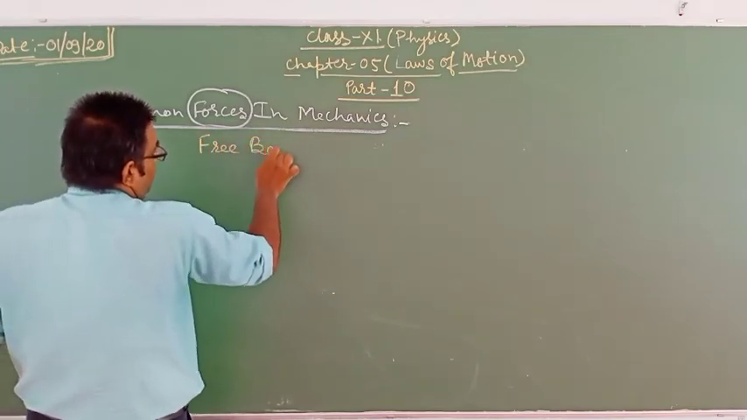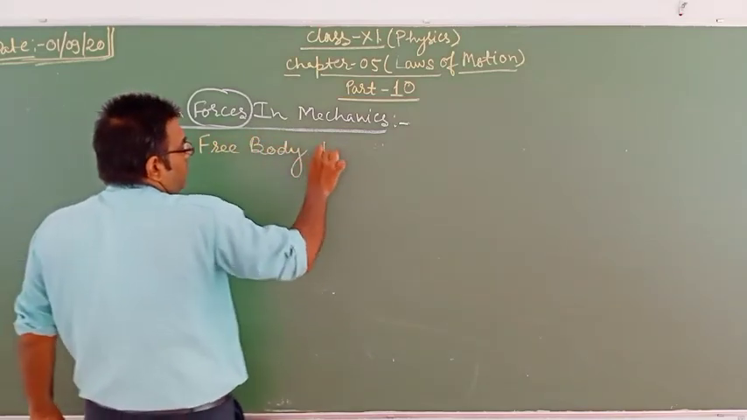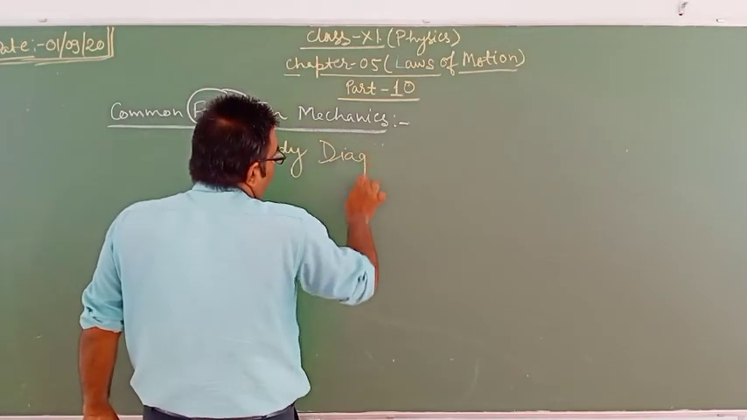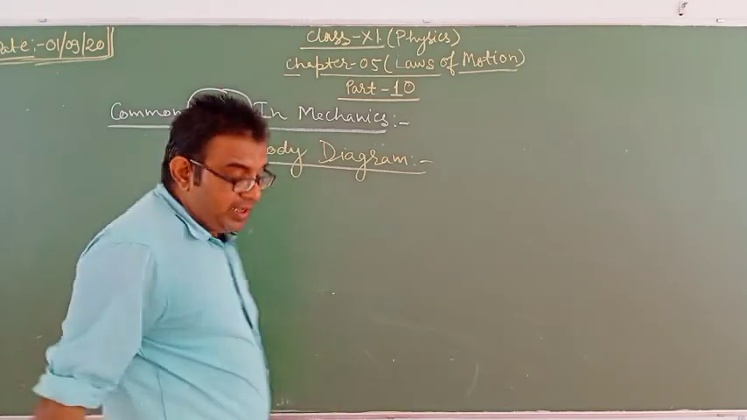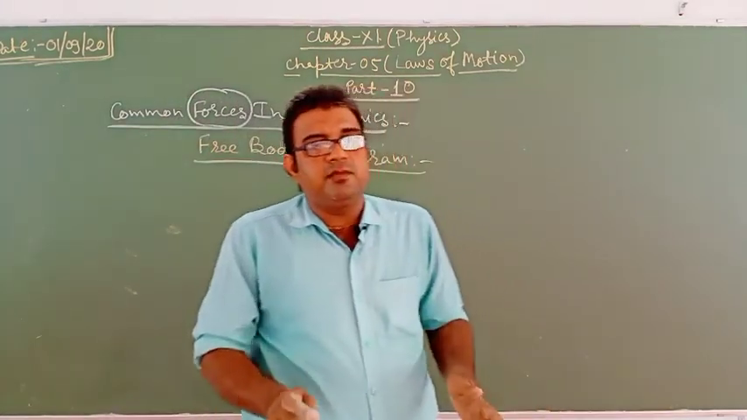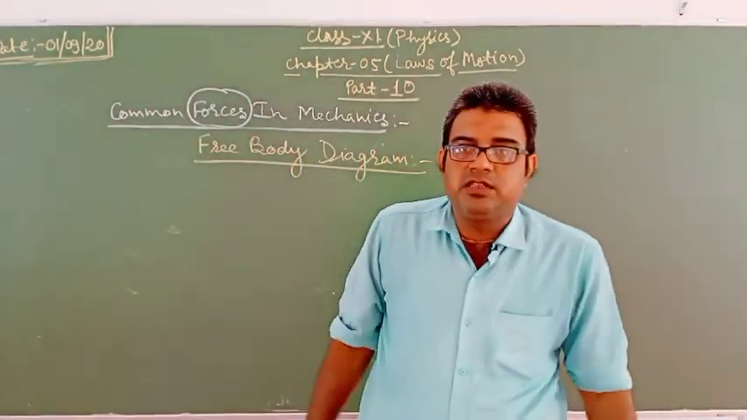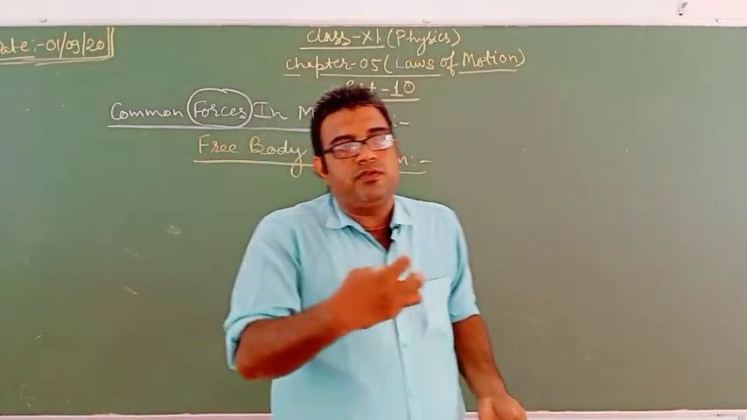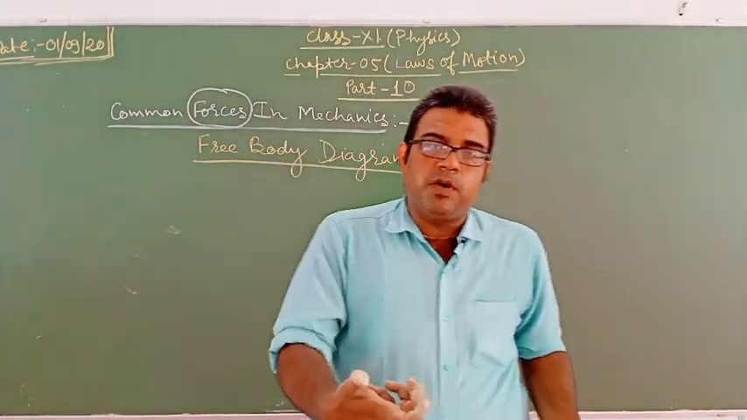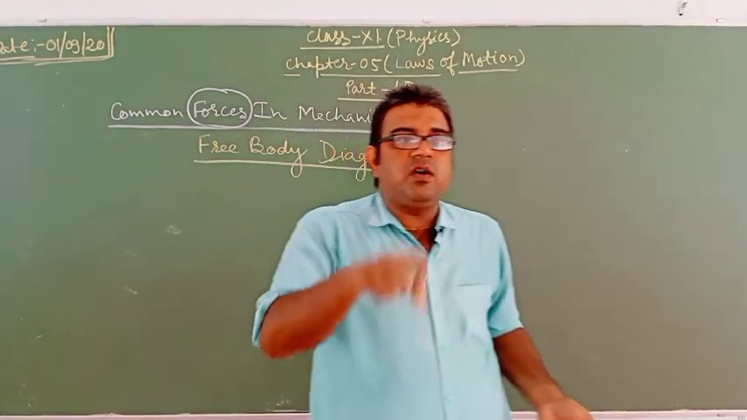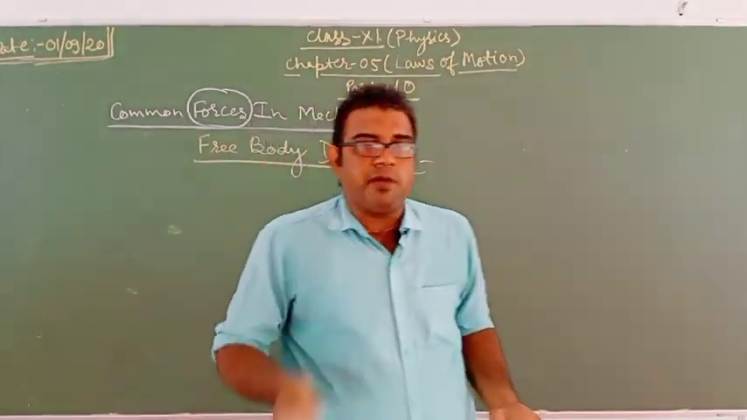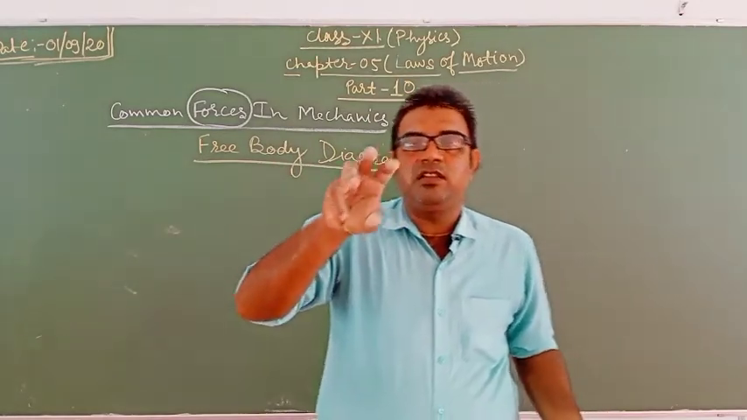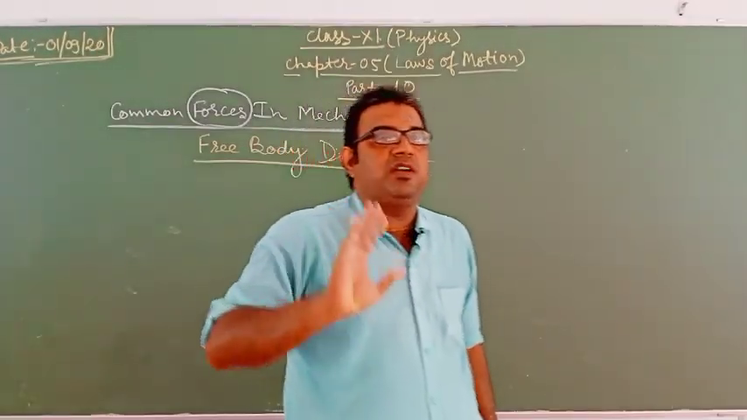Free body diagram is just a diagram which represents all the forces which are acting on the body. The diagram which represents all the forces which are acting on the body is called a free body diagram, and in that case the body is considered as a point object.